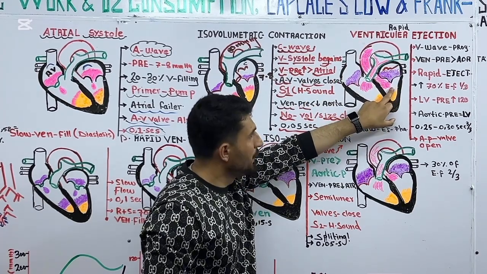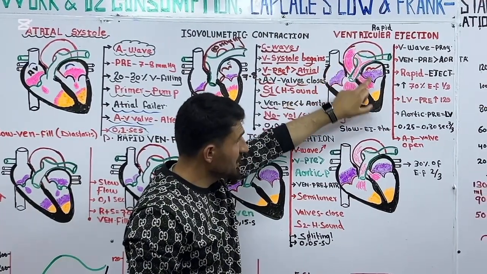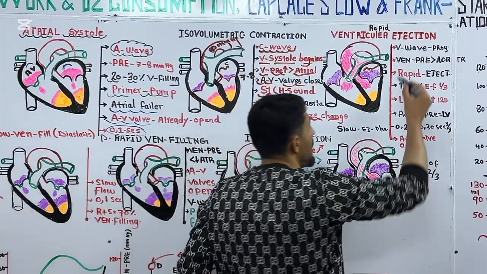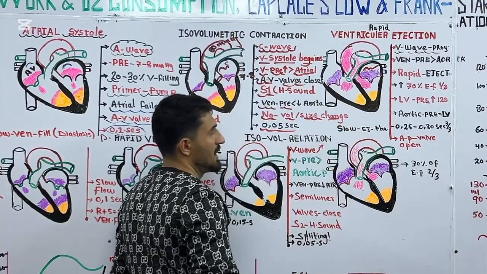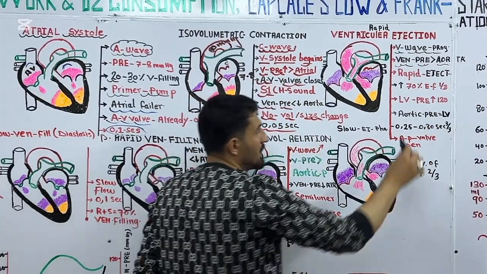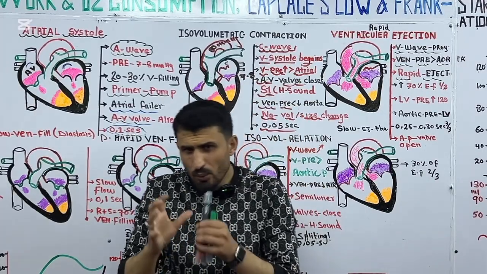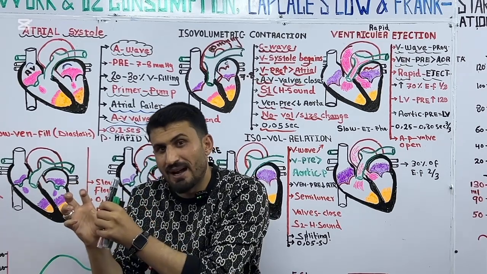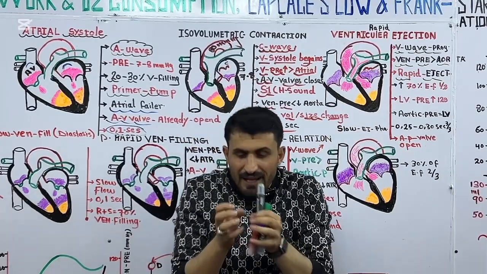Here in the ventricle, pressure increases more than aortic pressure, plus ejection of blood will start. Got it? So in this phase, number one, the V wave is produced and its progression starts. Number two, ventricular pressure is more than aortic pressure. Number three, rapid ejection occurs. This is very important because when the ventricle empties its blood into circulation, it pumps all this blood in two phases.